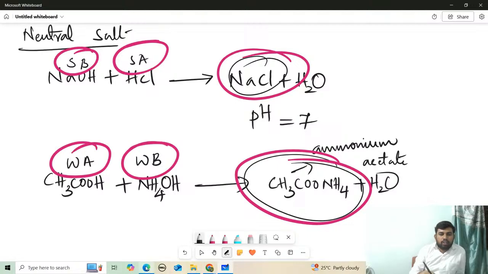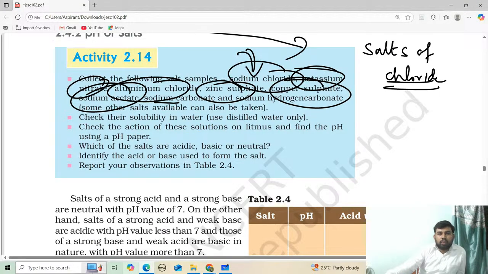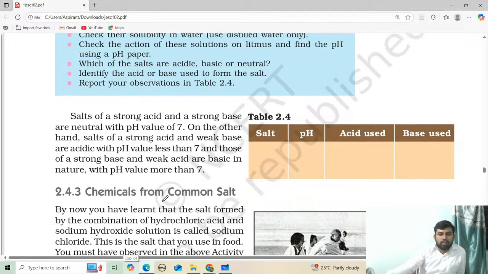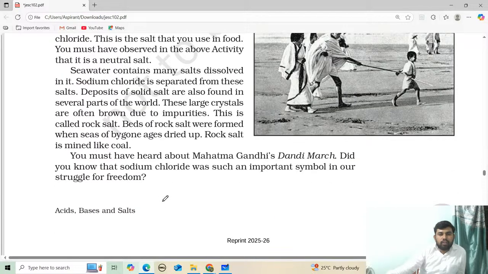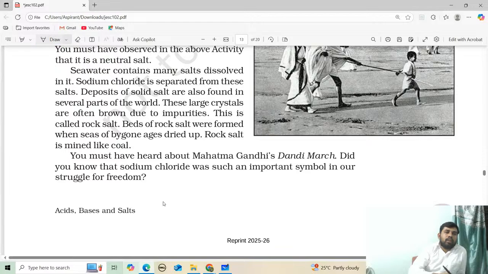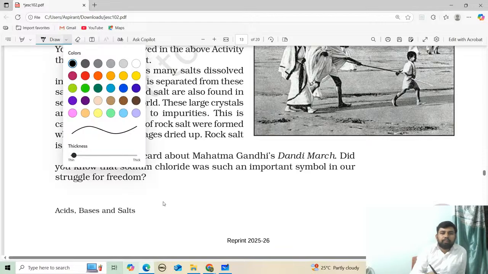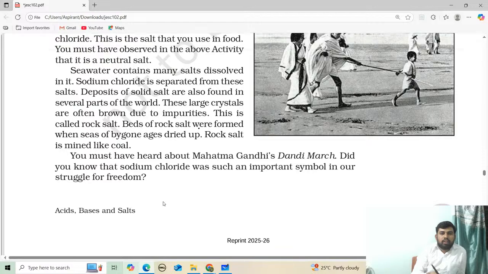Okay, now come to the next topic. Next topic: we also discussed pH, now chemicals from common salt. Just think about this. They have given here rock salt, beds of rock salt, and rock salt is mined like coal.